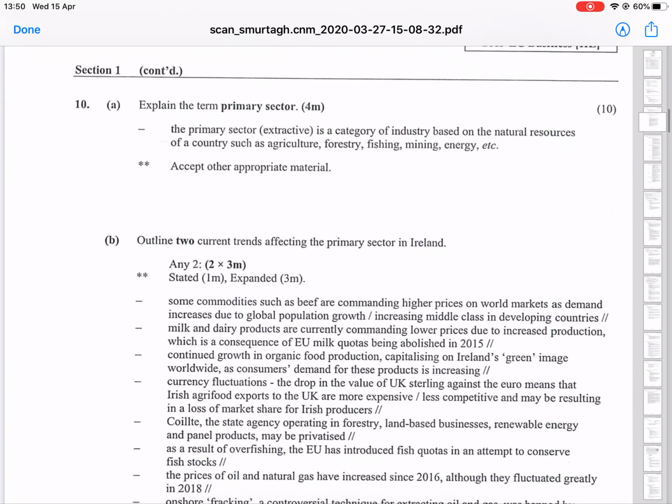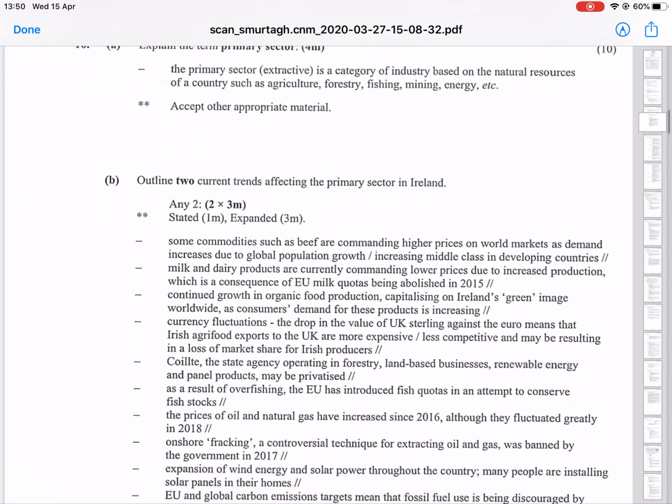So this is the category of industry based on the natural resources of a country, like agriculture, forestry, fishing, mining, energy, etc. The definitions that we have in class are absolutely fine. So you got 4 marks for that. And part B, you have to outline any 2 trends.